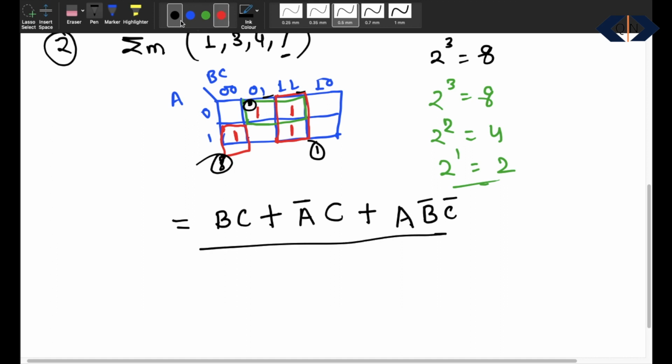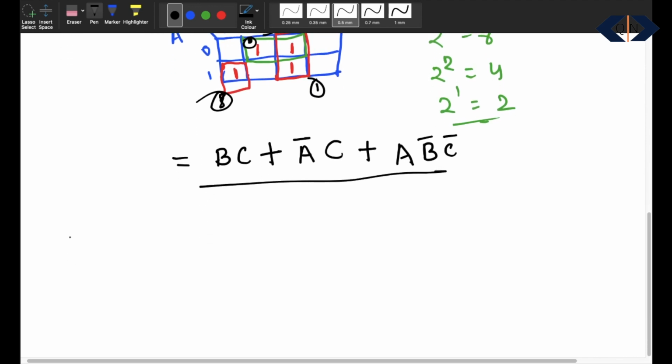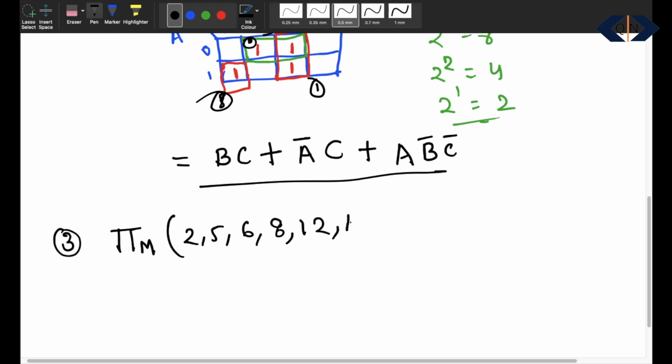So now let's look at the third question, which is standard product of sum question. How are we going to fill this? 2, 5, 6, 8, 12 and 14. Since we have 14, we know that 4 bits is enough to represent 14. So our n will be 4 and our boxes will be 16.